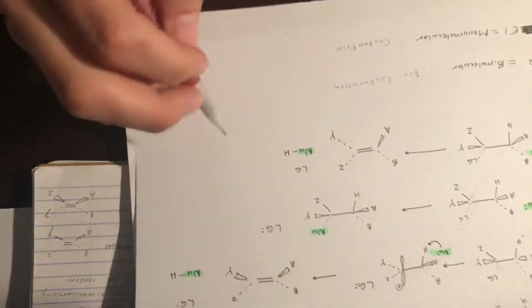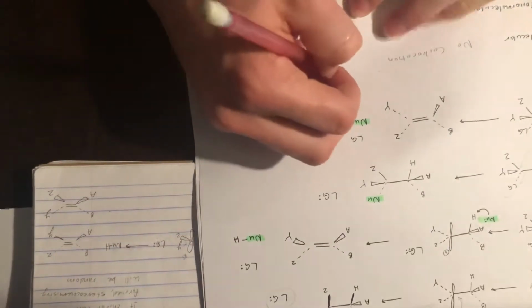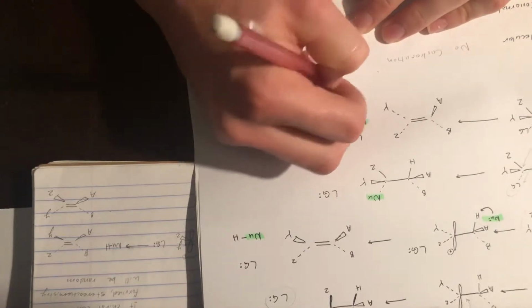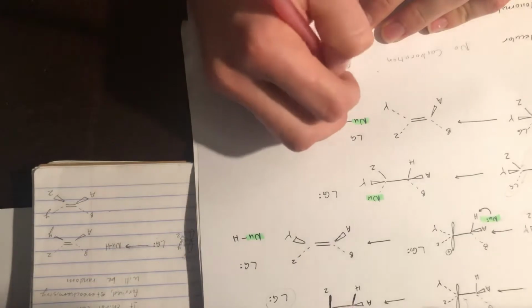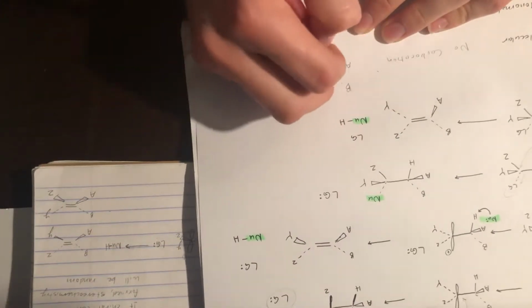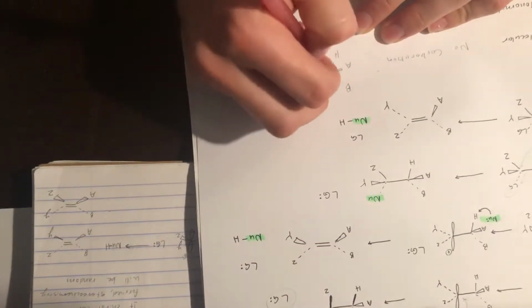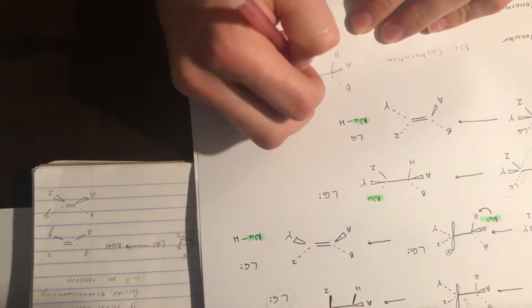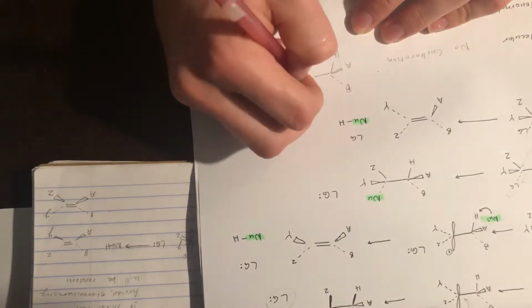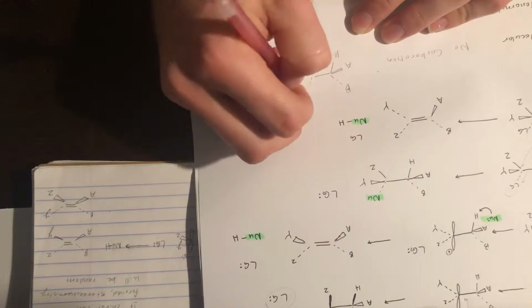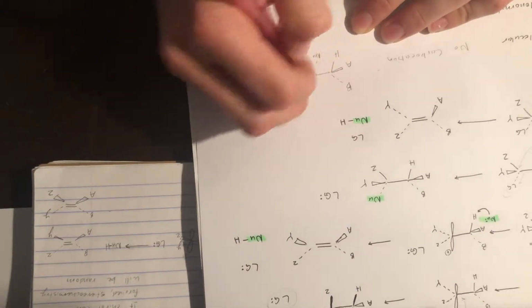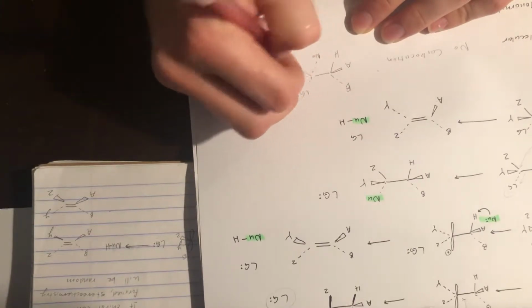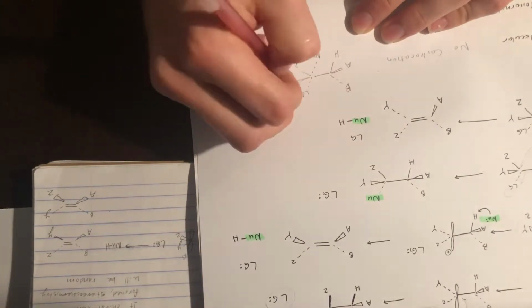So what you'll end up forming is something along the lines of this. You have your hydrogen, and then you have your leaving group, which is partially bonded, and you have your nucleophile, which is partially bonded to it. And then you have your Z and your Y.